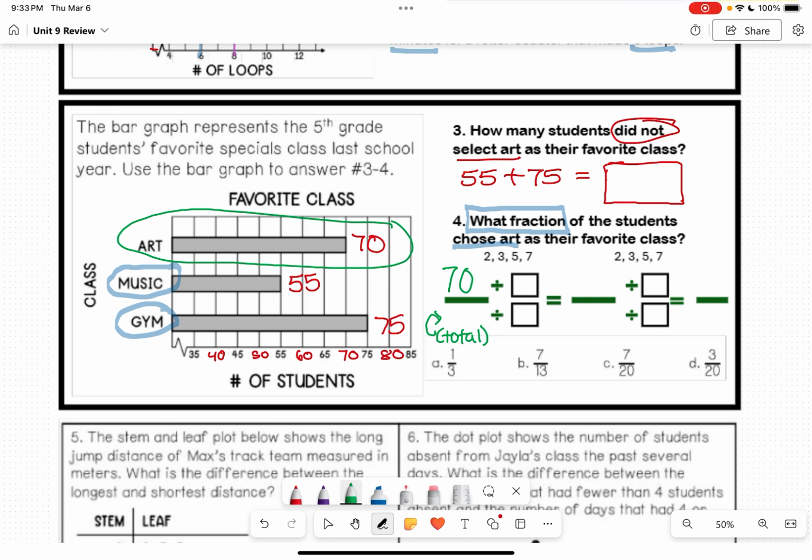So I'm going to do 70 plus 55 plus 75. Okay, so I'm going to do that to the side. 70 plus 75 plus 55. 5 plus 5 is 10. 7 plus 7 is 14. 15, 16, 17, 18, 19, 20. So we get 200 after adding it all. Okay, so 200 is my bottom number.